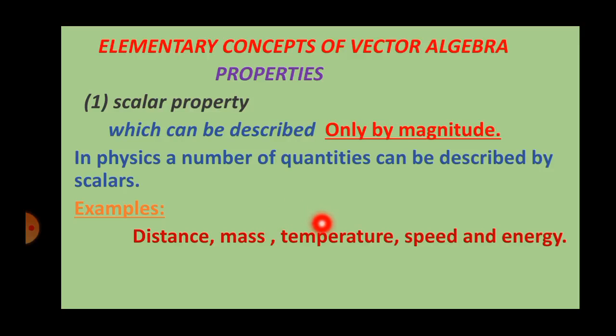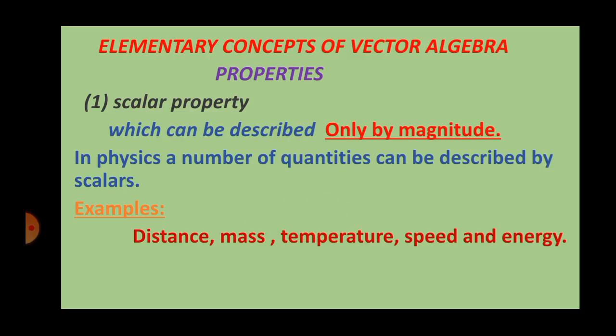One more example, temperature. What is the normal temperature of the body? It is enough if you say the numerical value, 98.4 degree Fahrenheit. Direction is not necessary. So a scalar quantity has only magnitude. So students, we call it a scalar.